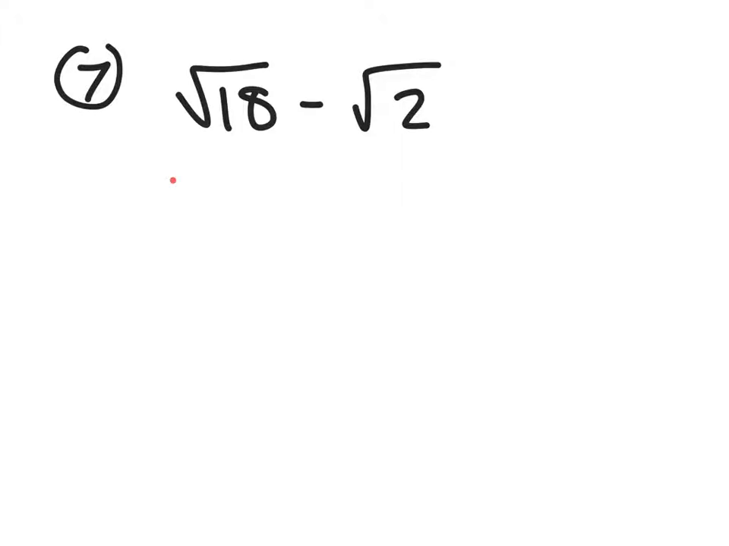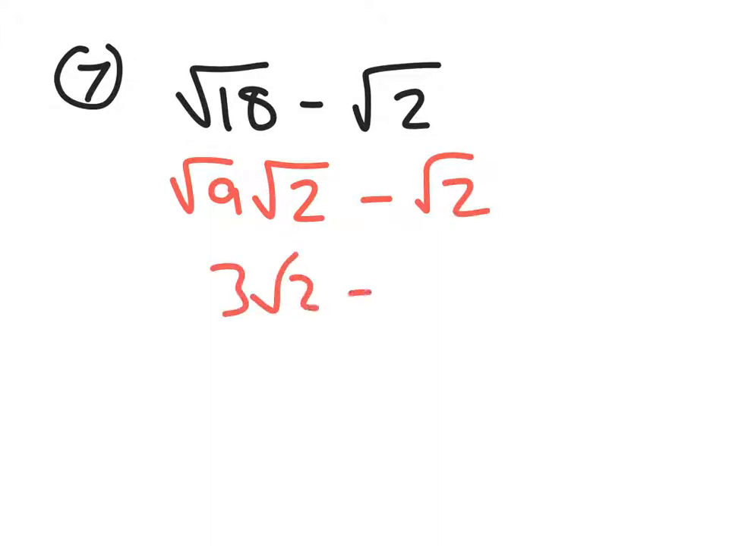Question 7. Root 18 becomes root 9 root 2, which is 3 root 2s. Take away root 2 gives us 2 root 2.